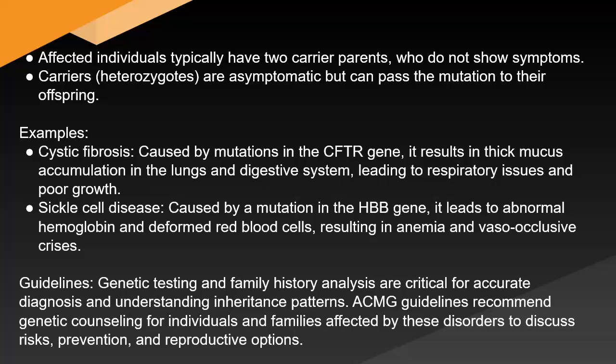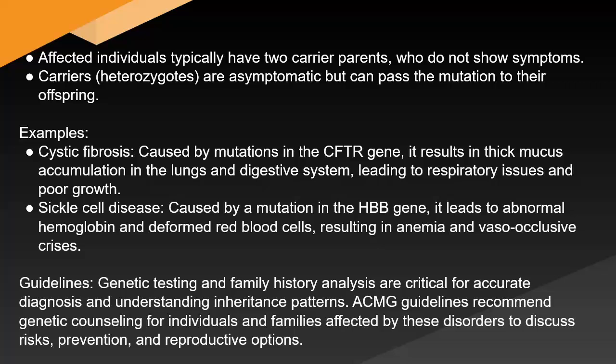It results in thick mucus accumulation in the lungs and digestive system, leading to respiratory issues and poor growth. Sickle cell disease, caused by a mutation in the HBB gene. It leads to abnormal hemoglobin and deformed red blood cells, resulting in anemia and vaso-occlusive crises.